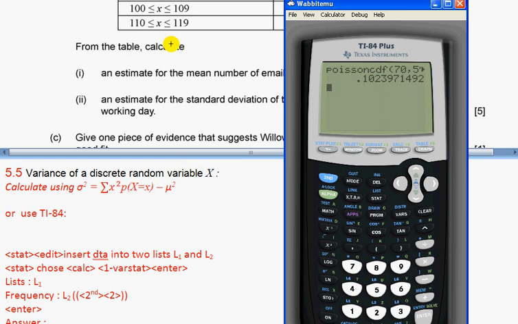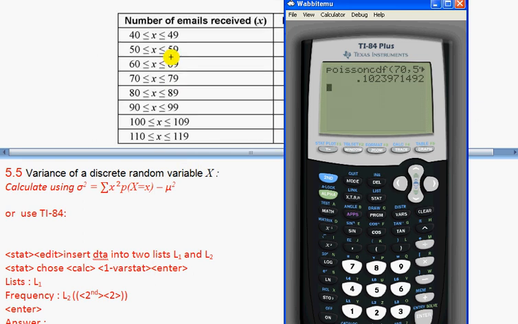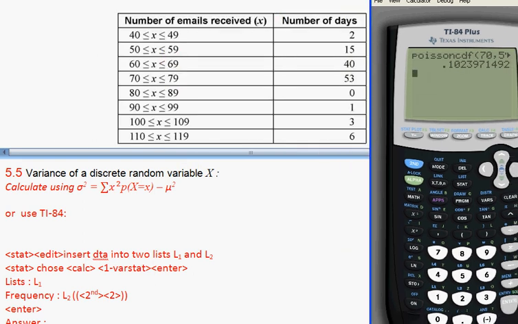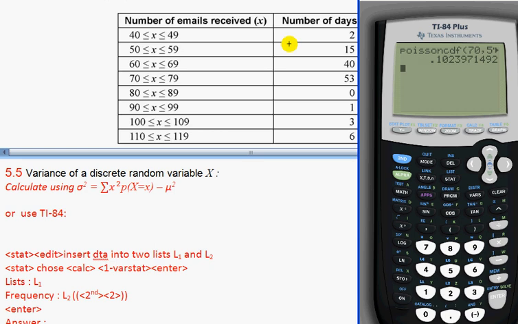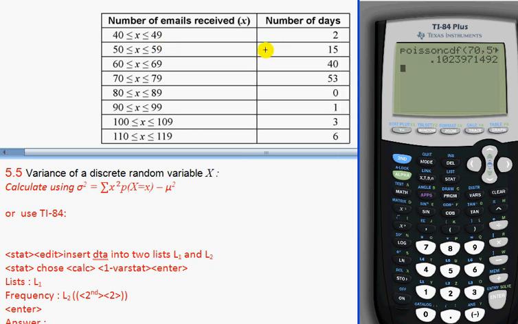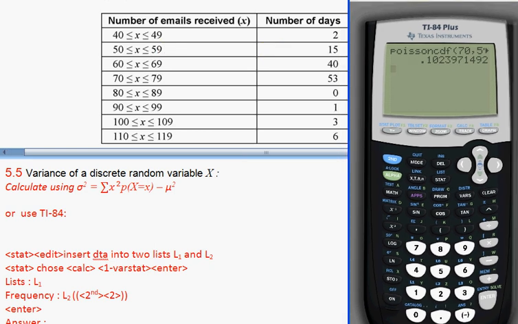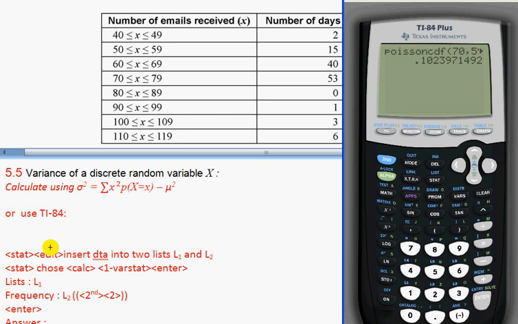Right, okay, let's see. So first we should make lists. So start, edit, insert data. Start, where is the start? Start, edit. So we should insert x and frequency. So here we will use midpoint. Midpoint will be 44.5. So 44.5.